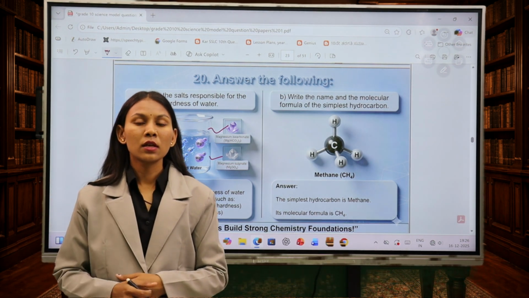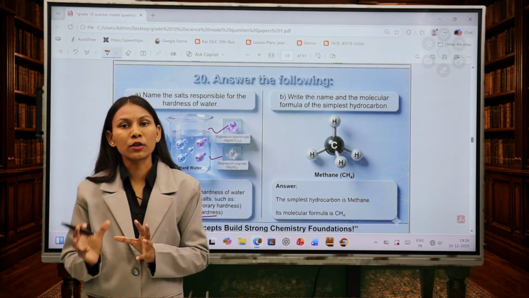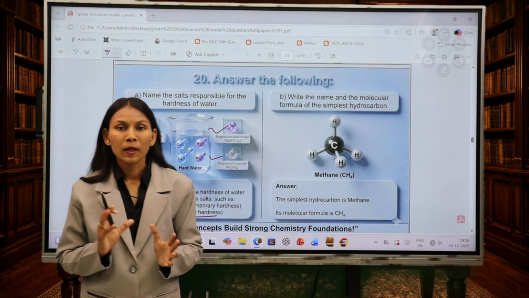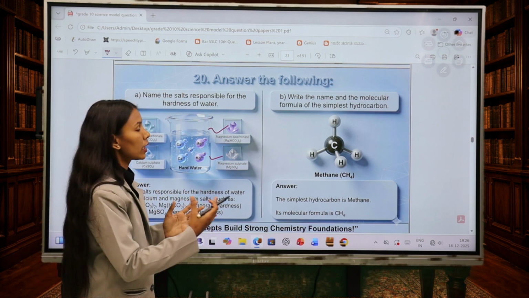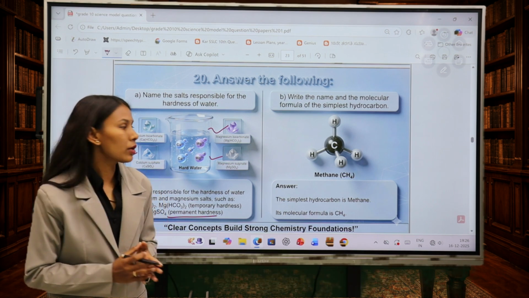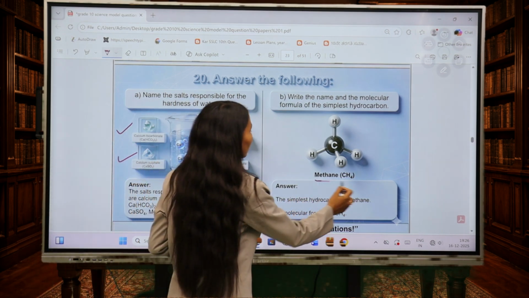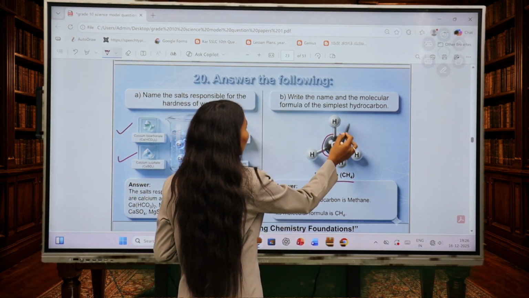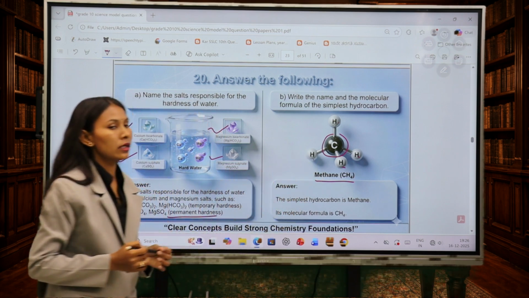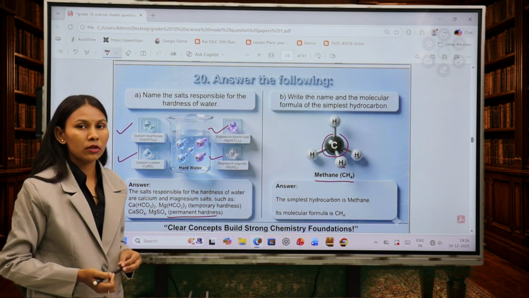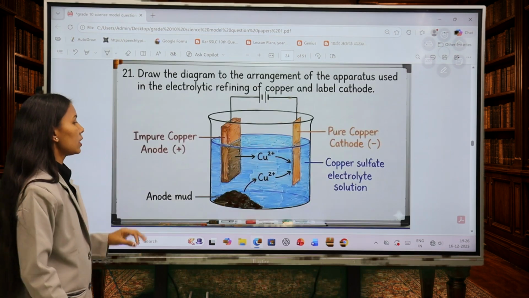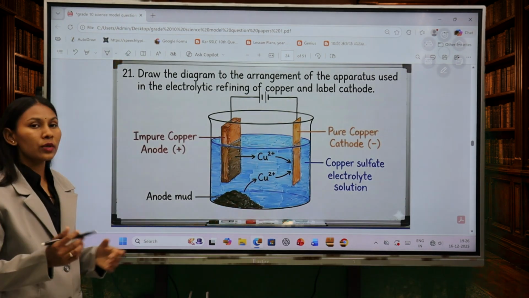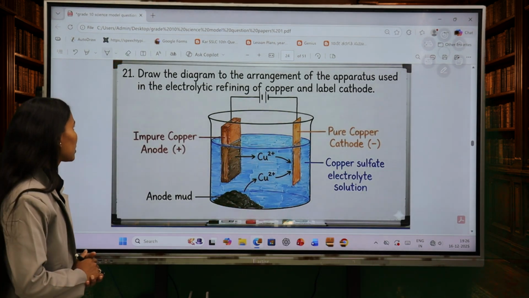Hydrocarbon in the sense the compound which has hydrogen and carbon combination. So the simplest hydrocarbon is methane. As you can see here, methane has one carbon atom and four hydrogen atoms attached to it. So let's go to the next question. Yes, so our next question is the 21st question.